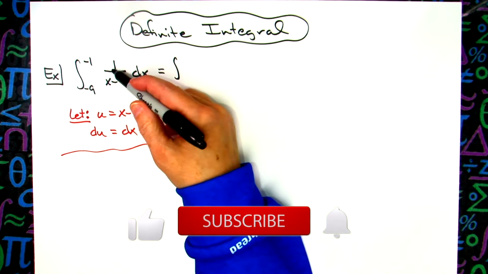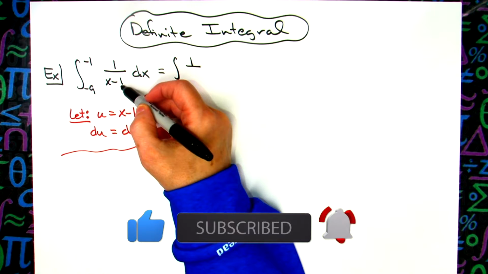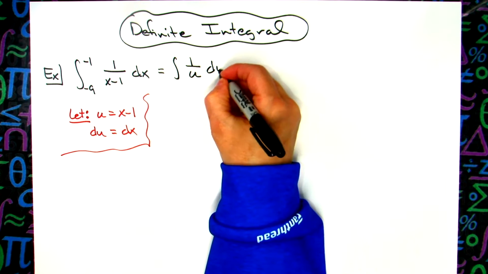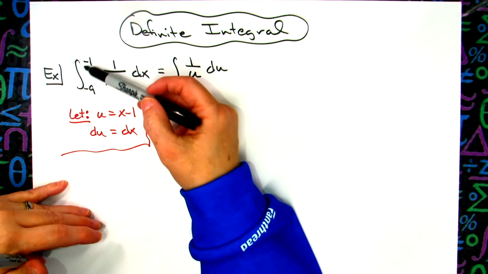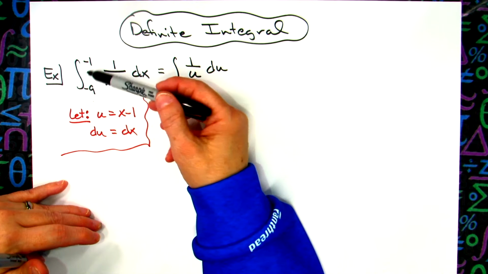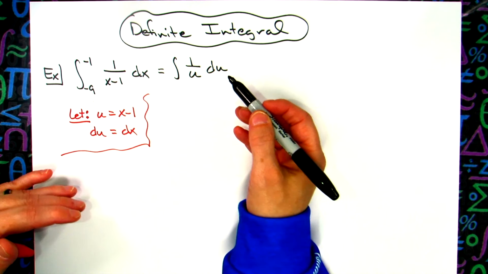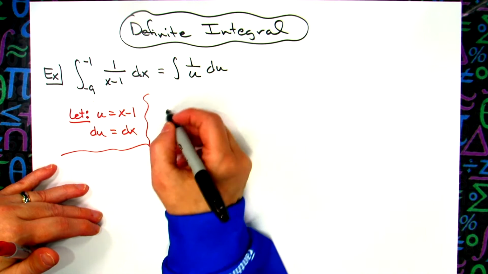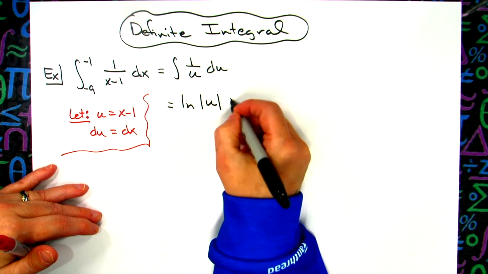But I'm going to rewrite this. I'm going to have a 1 on top here. I'm going to substitute my u for that x minus 1, and then substitute dx for du. I am now with an integral in terms of u, so I do not want to put the -1 and the -9 on there, since those are limits of integration for x. All right, now once I am here, hopefully at this point you have the integral of 1 over u memorized. That's just going to be the natural log, absolute value of u plus c.